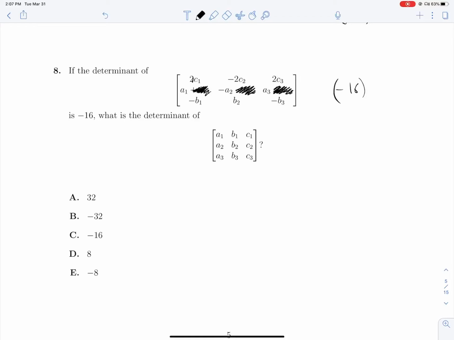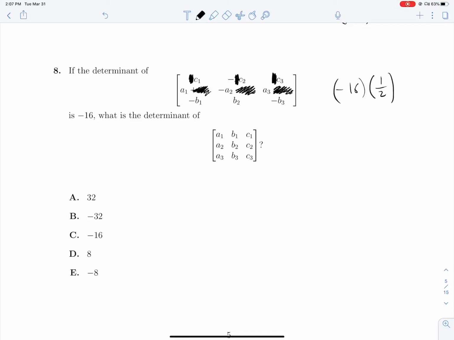Next thing we can do is cross off these 2's, and we know that multiplying a row or a column by a factor will multiply the determinant by that factor. So crossing off that 2, we will have to divide by 1/2.